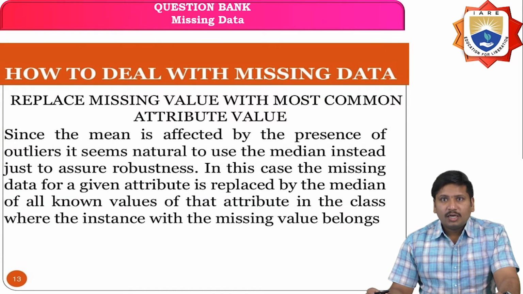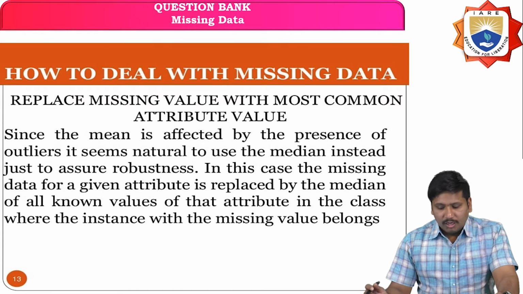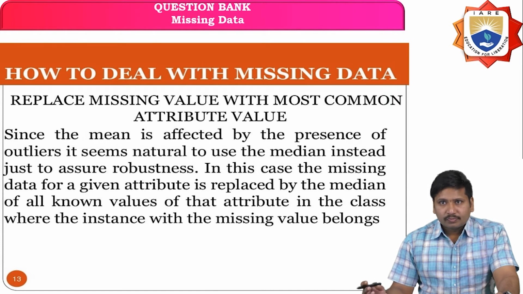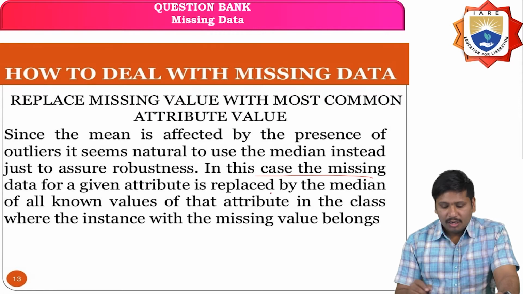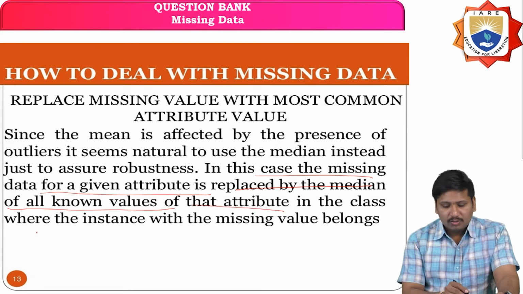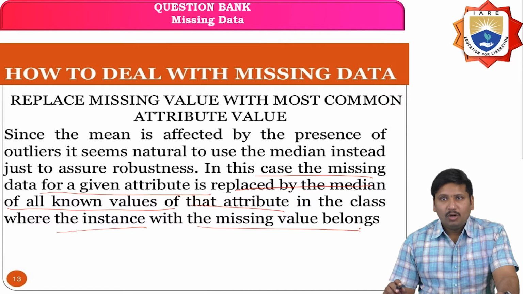And the next one is replacing the missing value with the most common attribute value. Here, where the value is missing, that value is going to be replaced with the value that occurred the most number of times. In this case, the missing data for the given attribute is going to be replaced by the median of all known values of that attribute in the class to which the instance with the missing value belongs. So this is another kind of method.